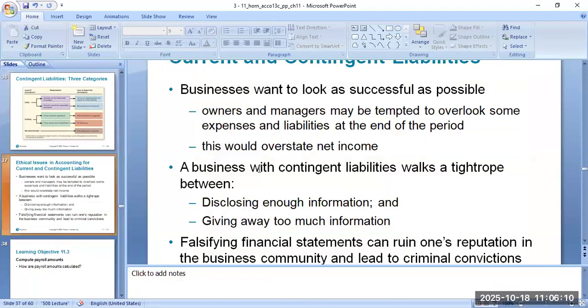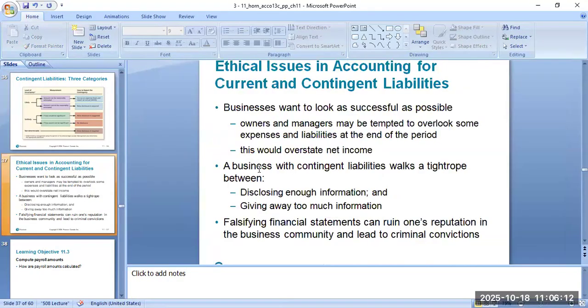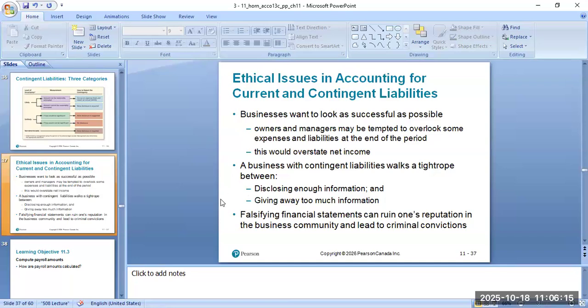Here, now it's time to bring in the ethical issues related to accounting for current liabilities and contingent liabilities.